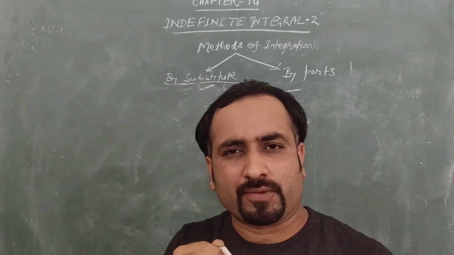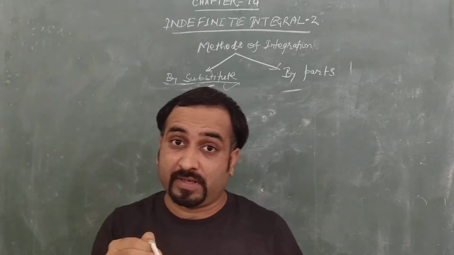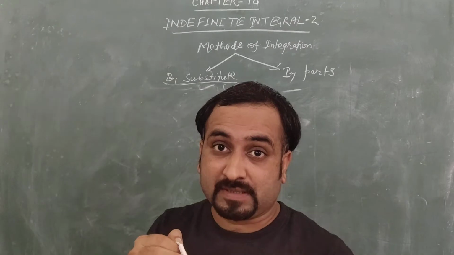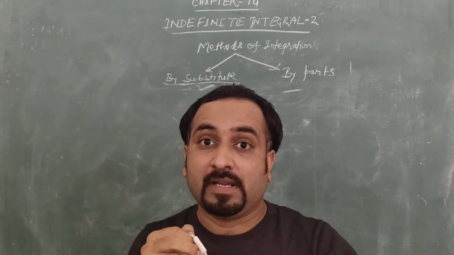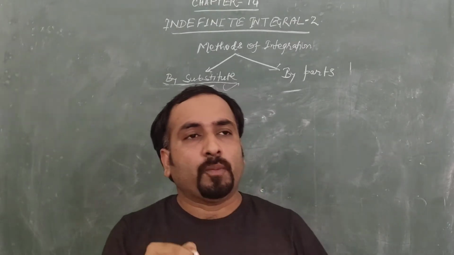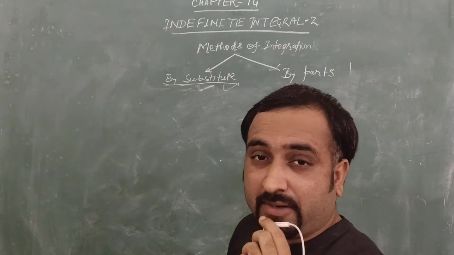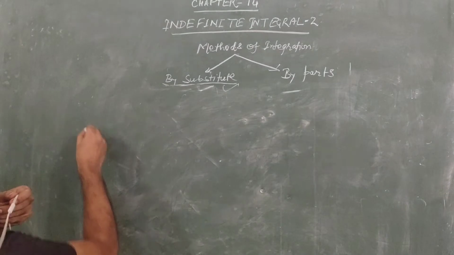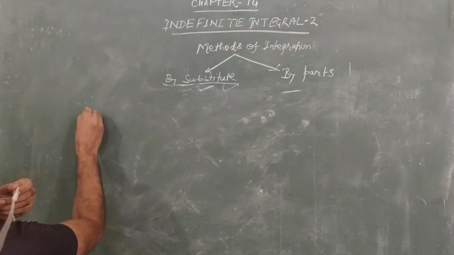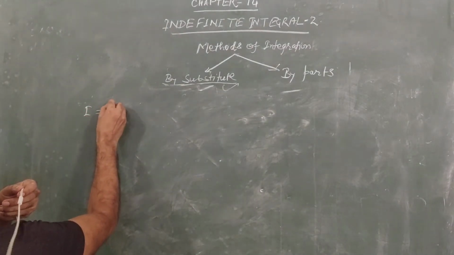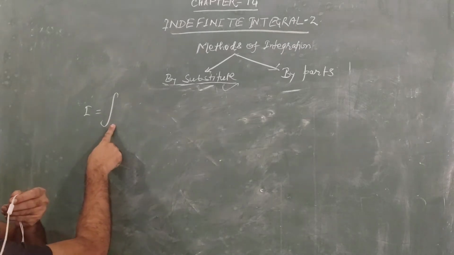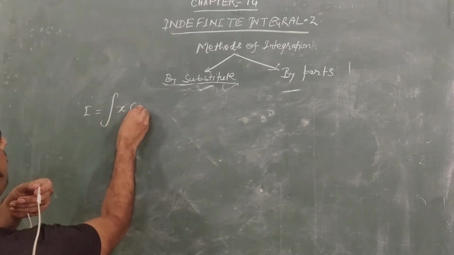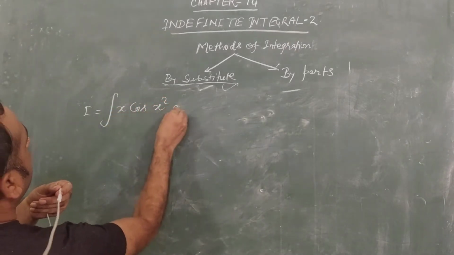So what is the substitute? First thing is we have heard this word especially in the cricket field where someone is out, then anyone else takes his place. Okay, so I am going to take a question here. You can see the question very carefully. I is equal to the integral, this is the sign of the integration, of x cos of x square dx.